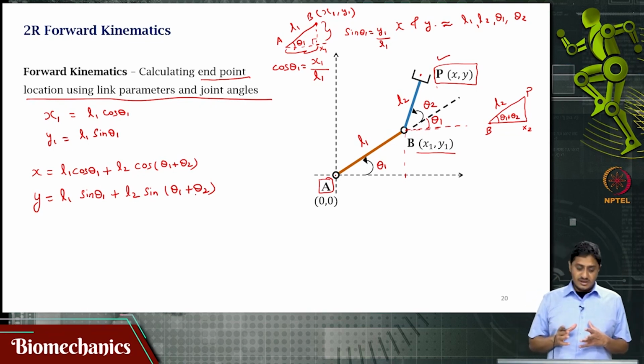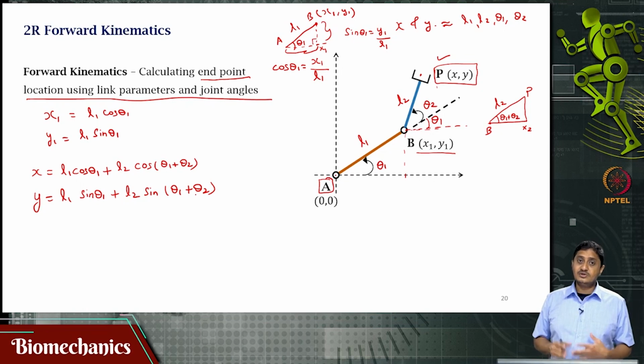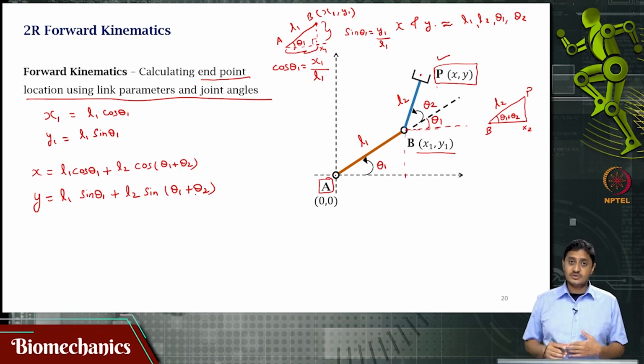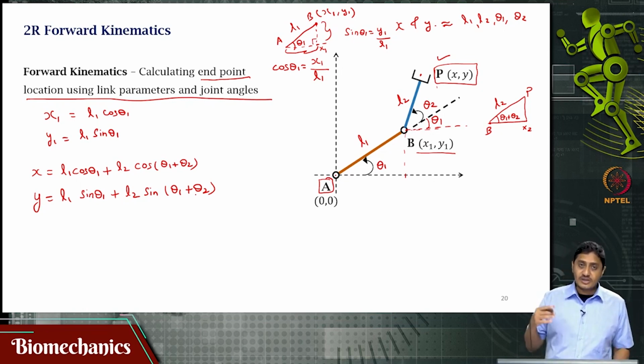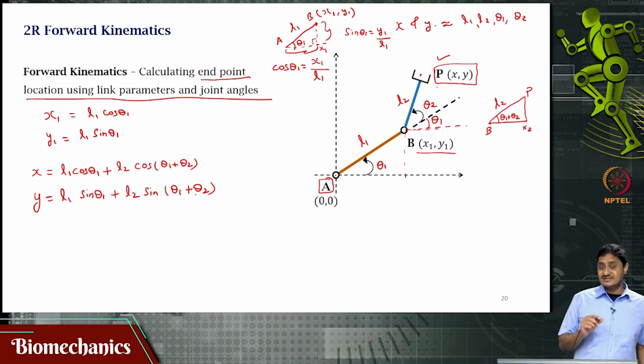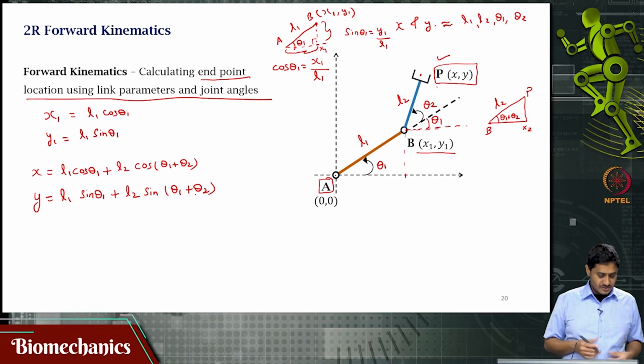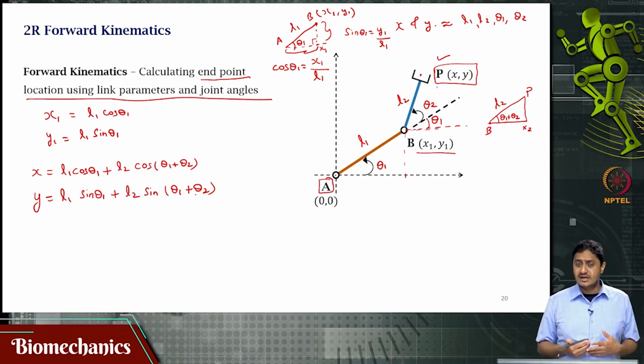Remember, it is not L2 cos theta 2 and it is not L2 sin theta 2, it is L2 cos of theta 1 plus theta 2 and L2 sin of theta 1 plus theta 2, something to keep in mind. This is the required coordinate of the endpoint P, which is a combination of the two link lengths and the two thetas that are involved with respect to the ground.